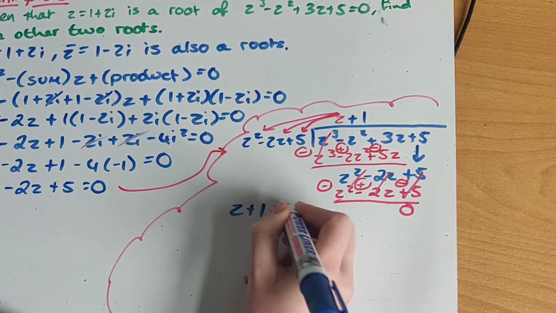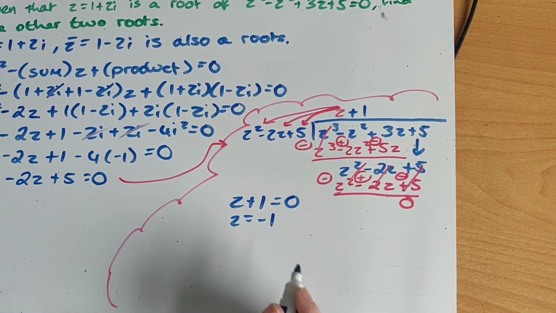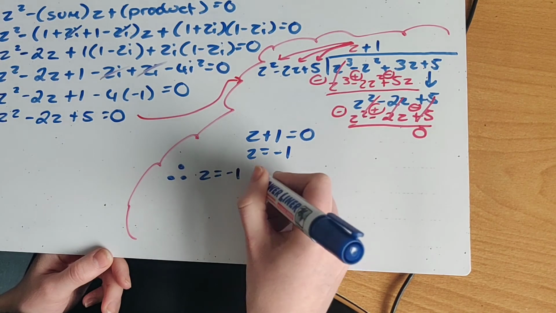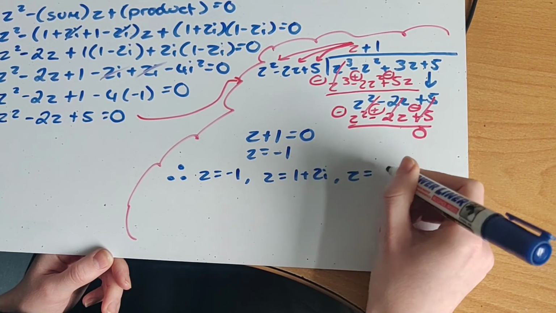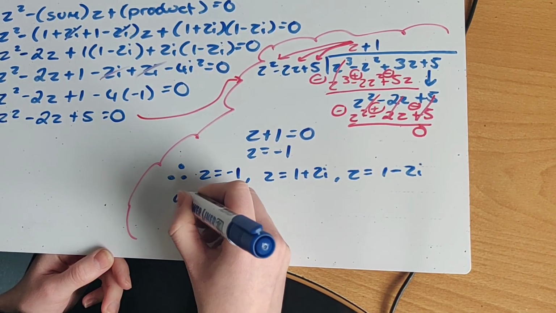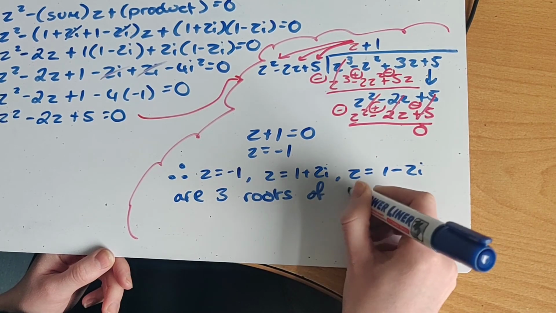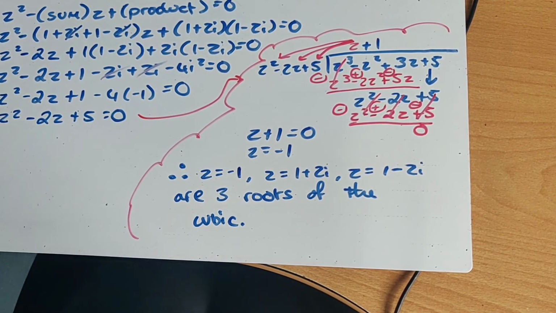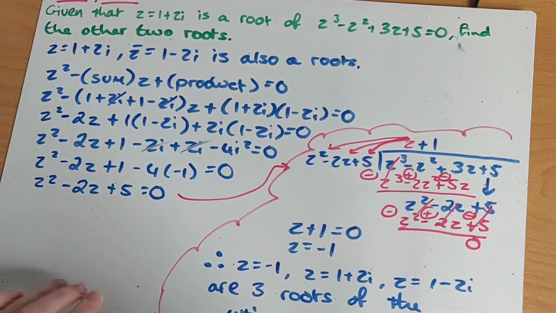That z + 1 = 0, which means my last root is really minus 1. So I would finish my question with, therefore, z = -1, z = 1 + 2i, and z = 1 - 2i are the three roots of the cubic. So as you can see, guys, the method for this is very similar to the method we went over in the factor theorem, but we just need to know about the conjugate root theorem to give us this little trick at the start.